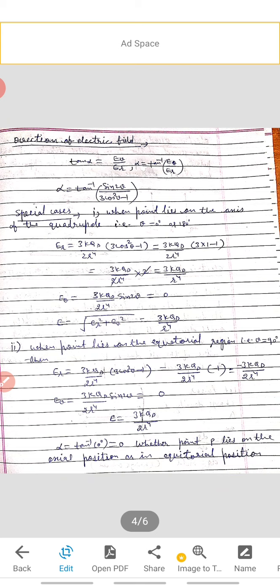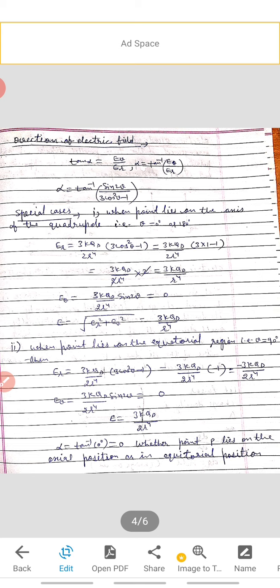3kqd divided by r power 4, and E theta is equal to 3kqd divided by twice r power 4 into sine 2 theta, which is equal to 0, because sine 2 theta will be equal to 0 whether theta is equal to 0 or 180. So E theta is equal to 0. Now E is equal to under root ER square plus E theta square, which is equal to 3kqd divided by r power 4.